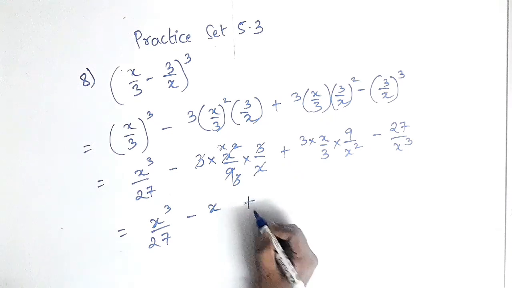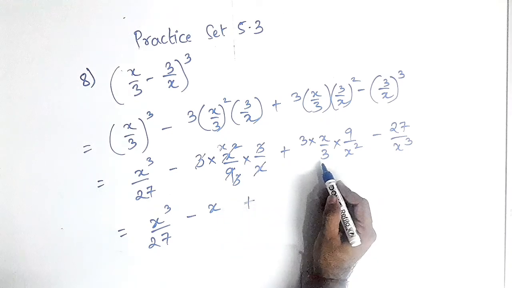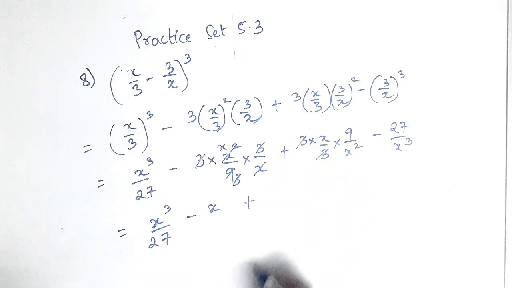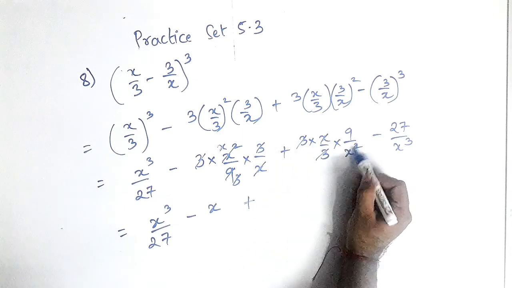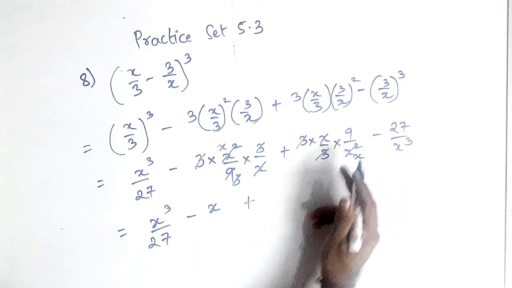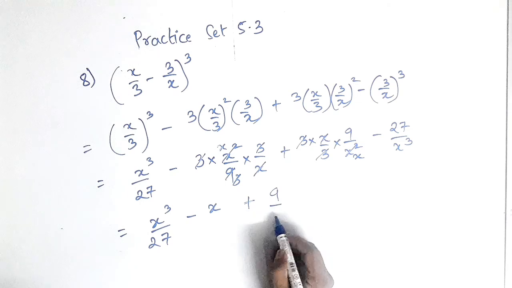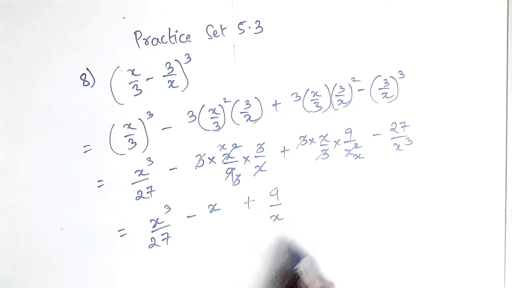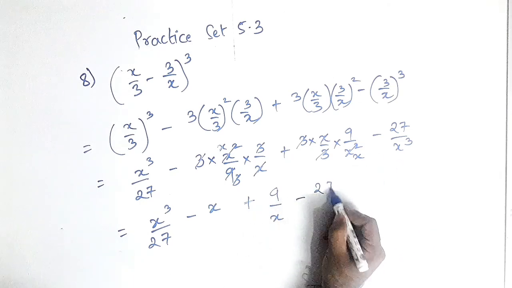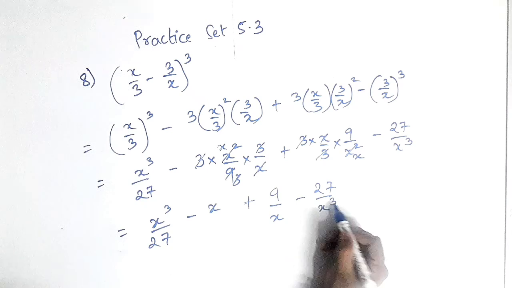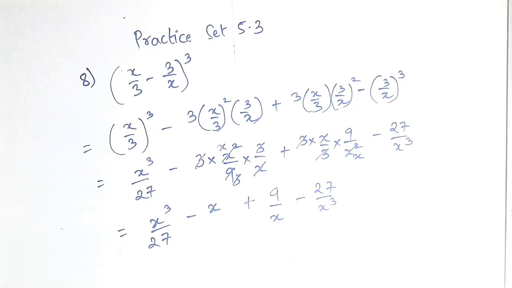Okay, plus you can see here 3 3s I'll cancel, x I'll cancel, 1x remains. What remains in the numerator? 9, in the denominator x. Here no need to solve anything, just bring it down. Okay, so this is your answer for the 8th one: x cube by 27 minus x plus 9 by x minus 27 upon x cube.